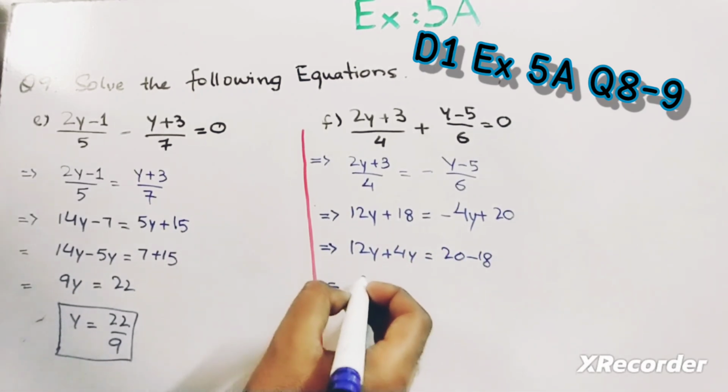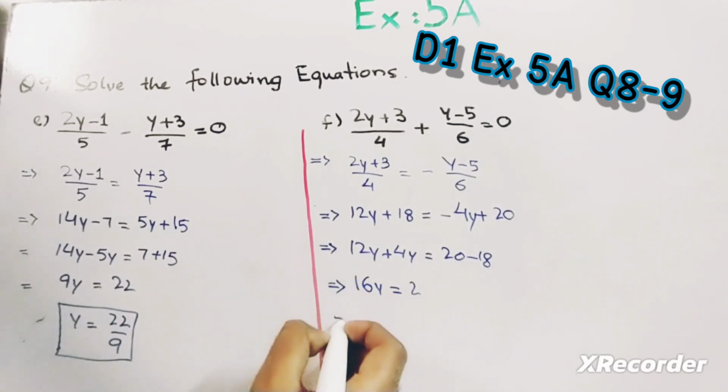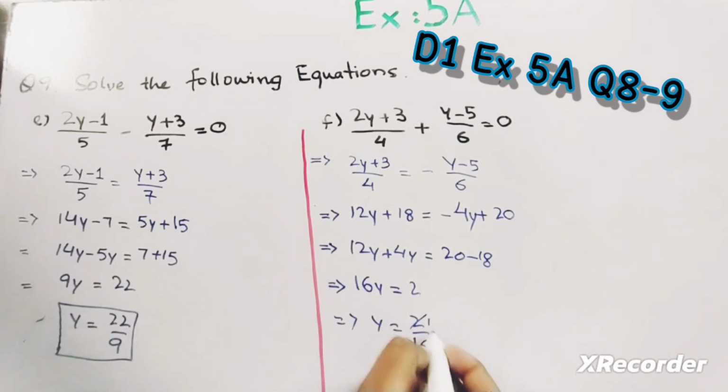12y plus 4y gives us 16y is equal to 2, and our y will become 2 upon 16. 2 times 1 is 2, 2 times 8 is 16, so our y will become 1 upon 8, and that is our required answer.